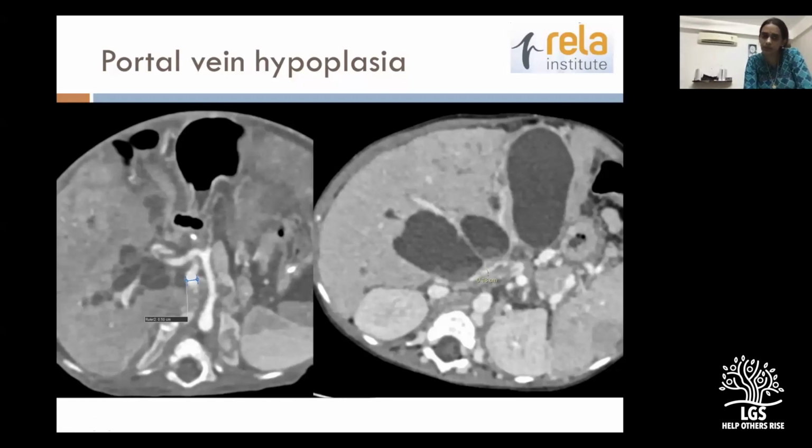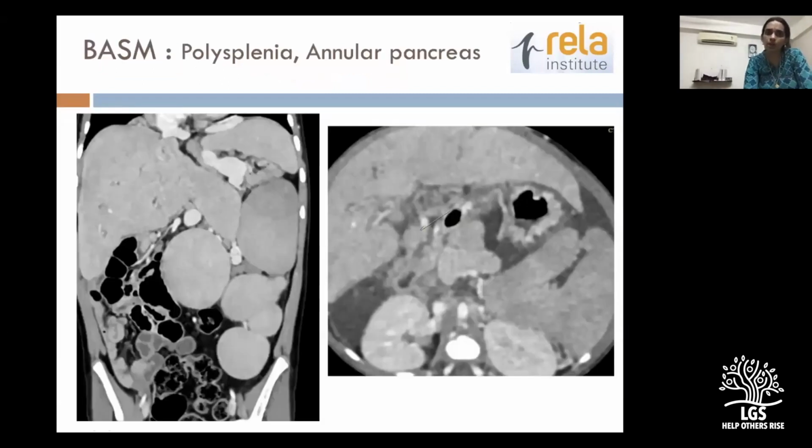Another thing to remember is these patients may be in a post-Kasai status, so the portoenterostomy may also be visualized at the hilum. This is called BASM, the biliary atresia splenic malformation. Here the association is commonly polysplenia, so we can see multiple enlarged spleens. This is a part of the heterotaxy syndrome.